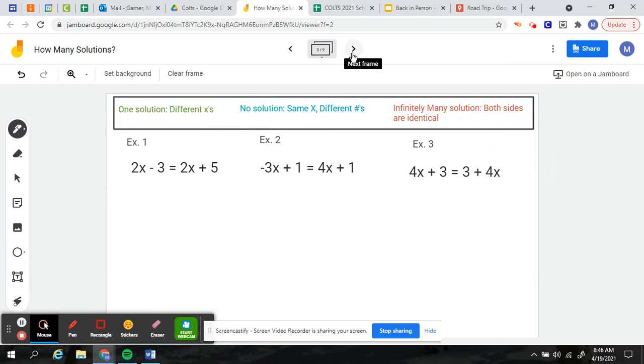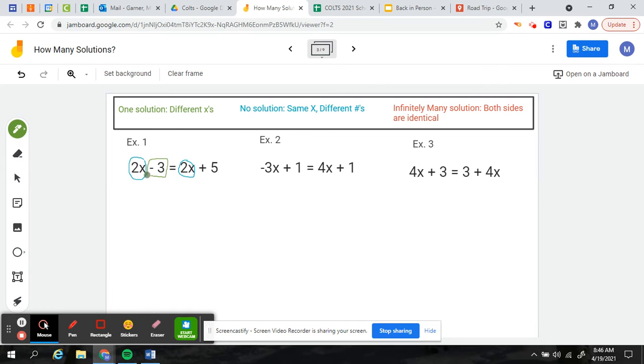All right, so on slide 3 here, we have some examples. At the top, you see our key. Our key tells us the number of solutions and what we should be looking for. So starting with the first example, I always start with my x's. So I see I have a 2x on the left, I have a 2x on the right. So far, my x's are the same. All right, so I know it's not going to be one solution because that means different x's. So x's are the same. Let's keep moving on and see what our numbers are doing.